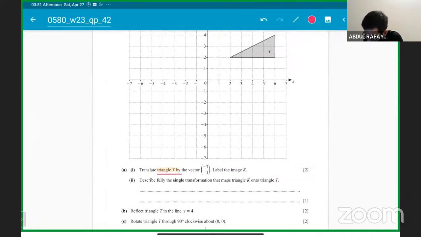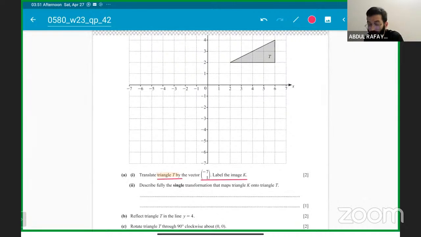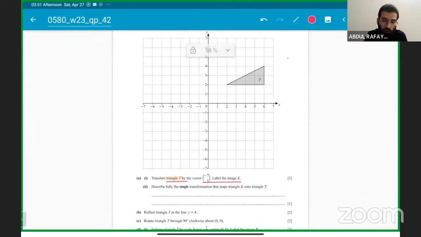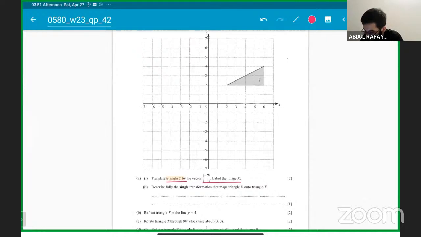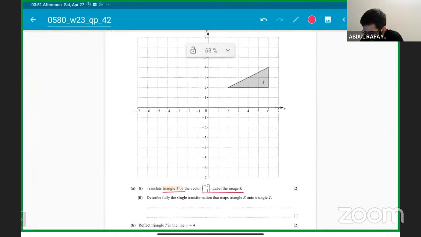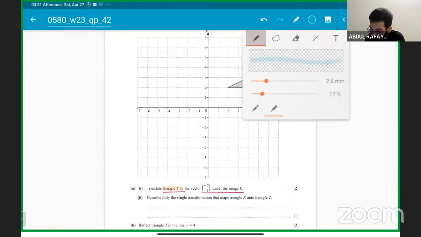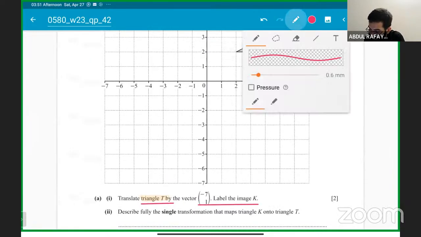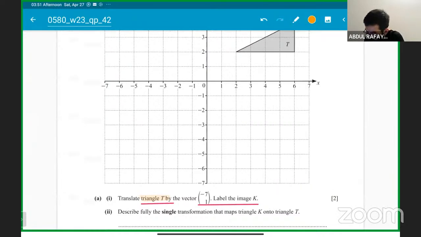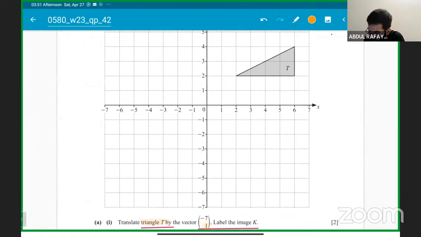We have to translate triangle T by the vector. And this is one of the most recent papers, October/November 2023, guys. We have to translate by the vector (-7, 1) and label the image as K. So what we need to understand is that it's minus 7 on the x-axis and positive 1 on the y-axis.